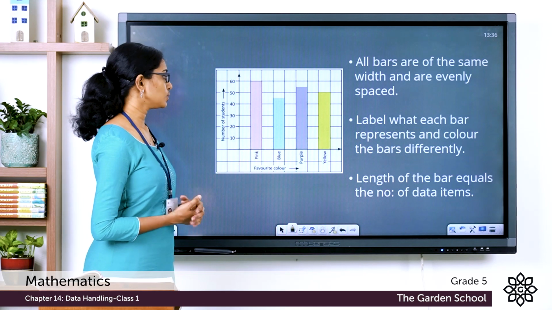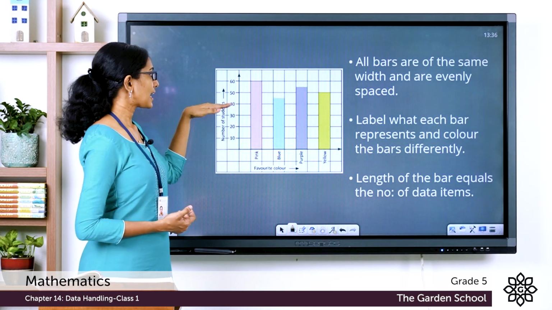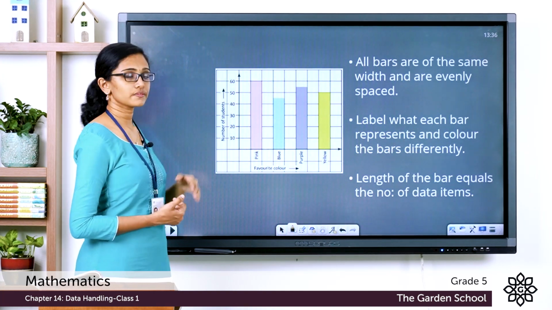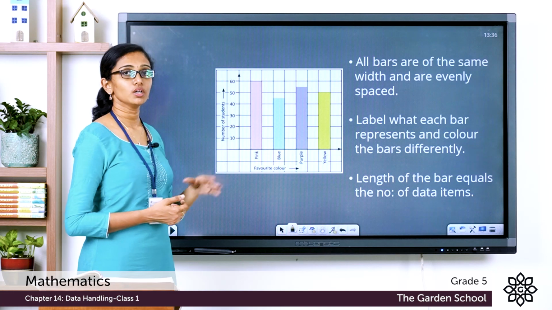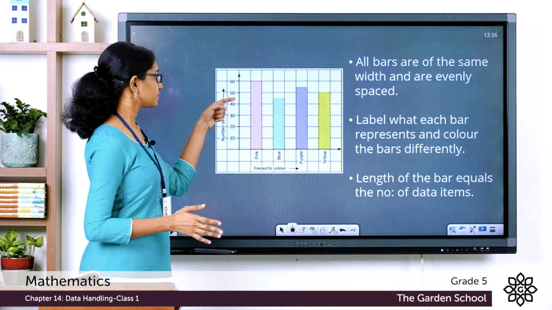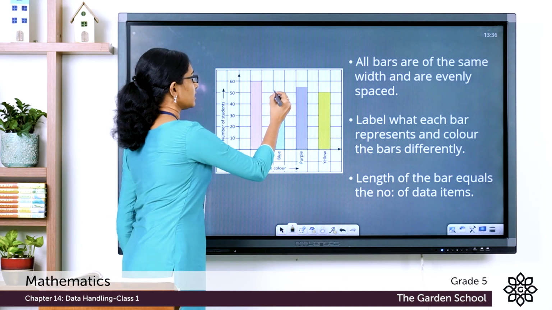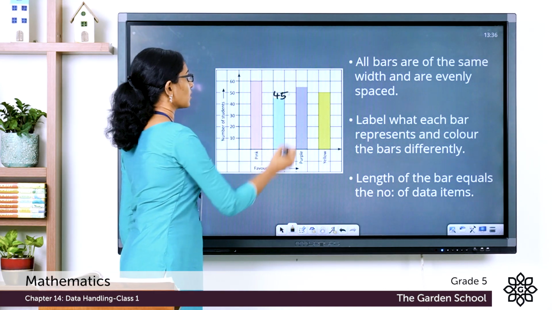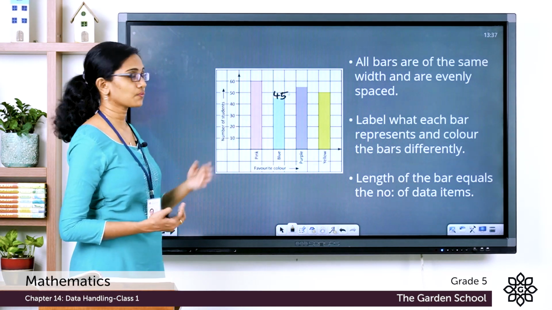Now what about the color blue? See the height of the bar, which is colored in blue, ends in between 40 and 50. So it is ending at the midpoint of 40 and 50, which is 45. So in this case, it corresponds to a number of 45. So the number of students who like blue as their favorite color is equal to 45.